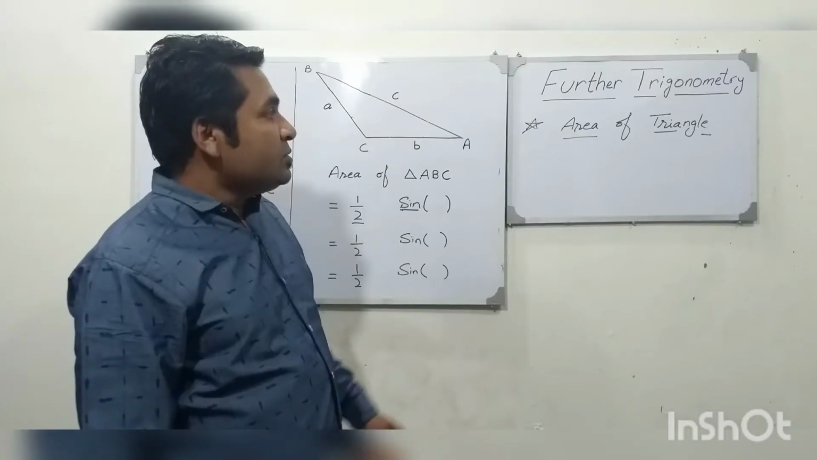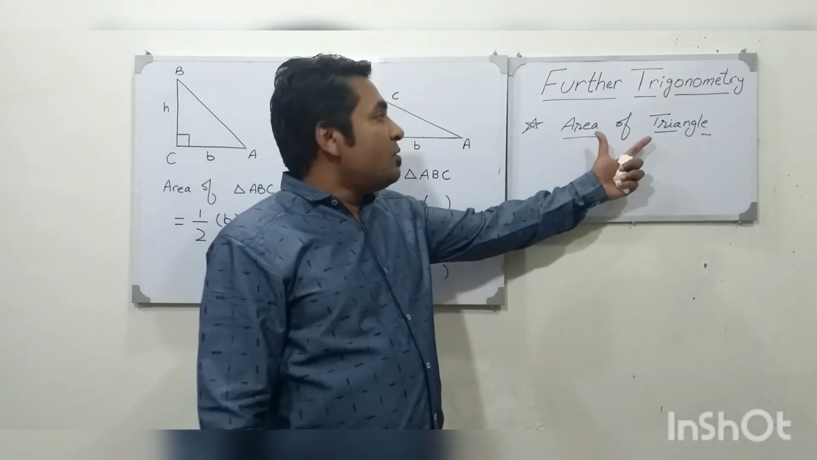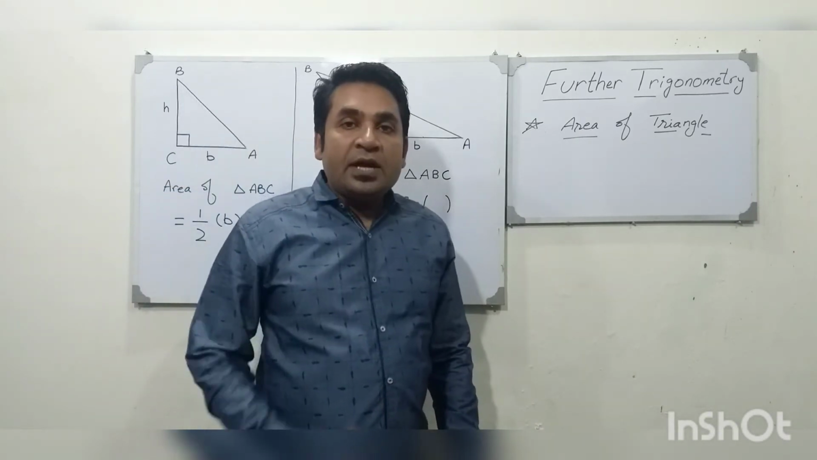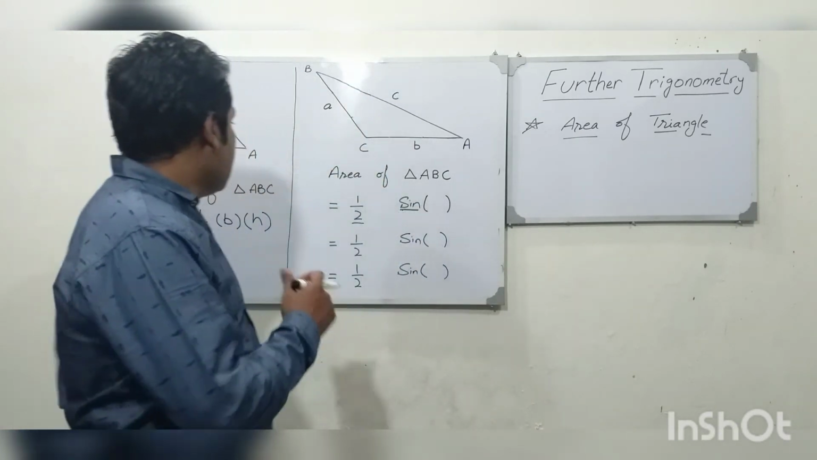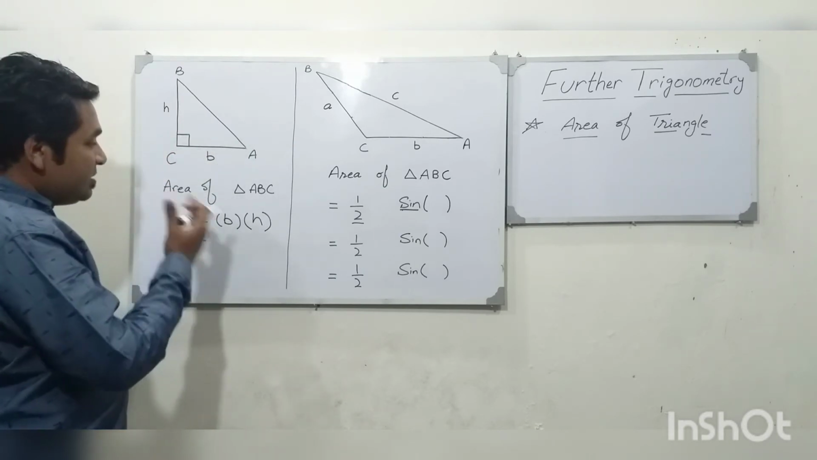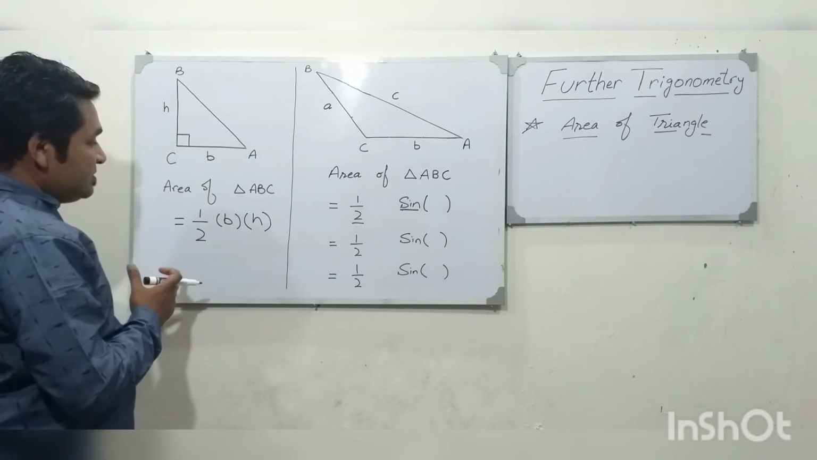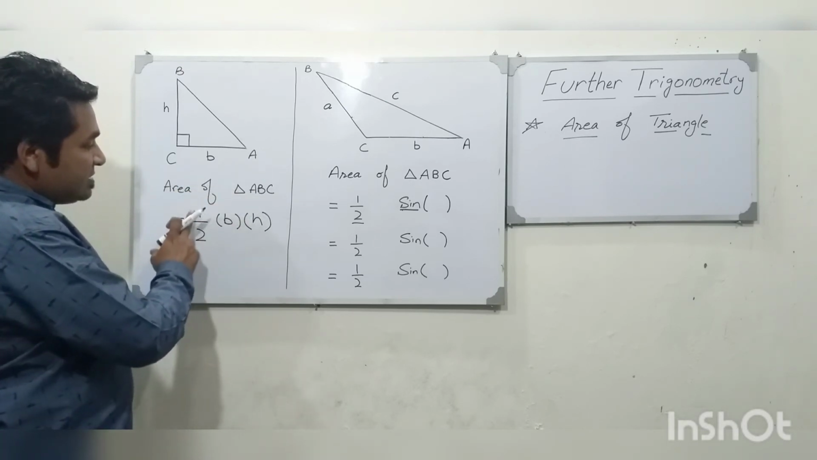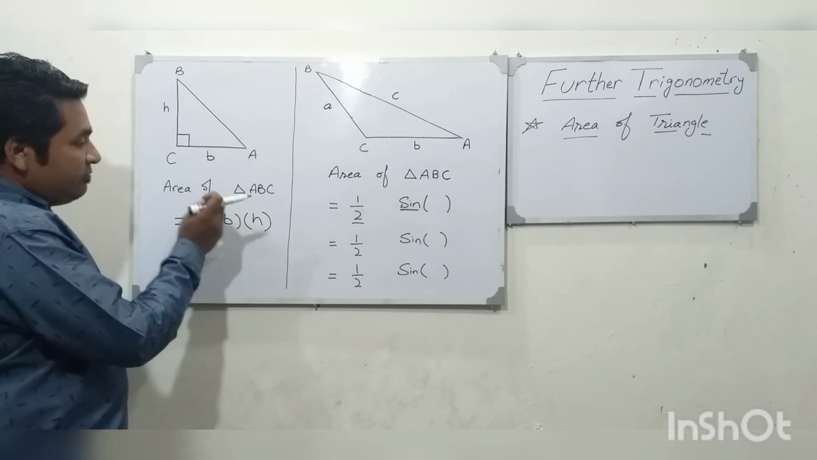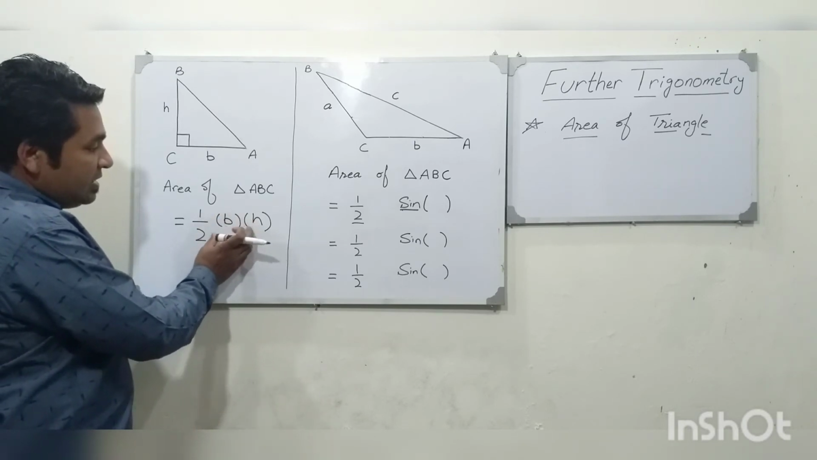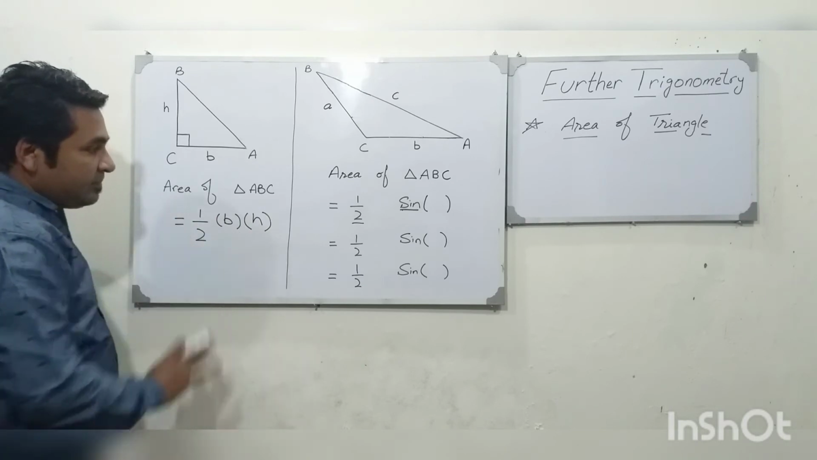Now let's learn about the area of a triangle. When the triangle is a right angle triangle, you know you apply this formula, and you have been applying it for a long time. The area of triangle ABC is half base into height. You just substitute the values of base and height and simplify to get the answer.